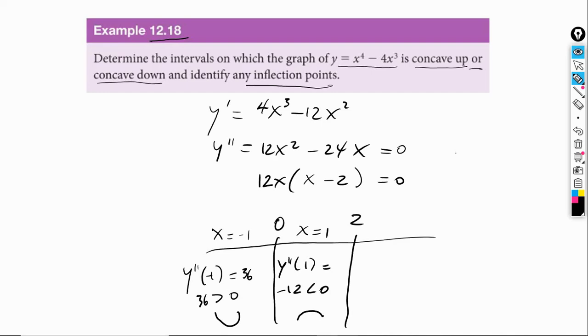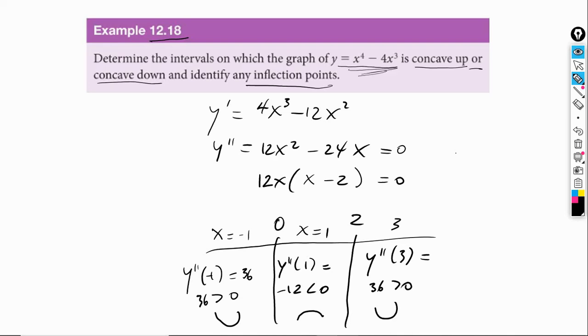Okay, finally, a value greater than 2. So that would be, let's say, something like 3. And if we plug 3 into the second derivative, we're going to get 36 again. And 36 is greater than 0. Therefore, the concavity should be upward.